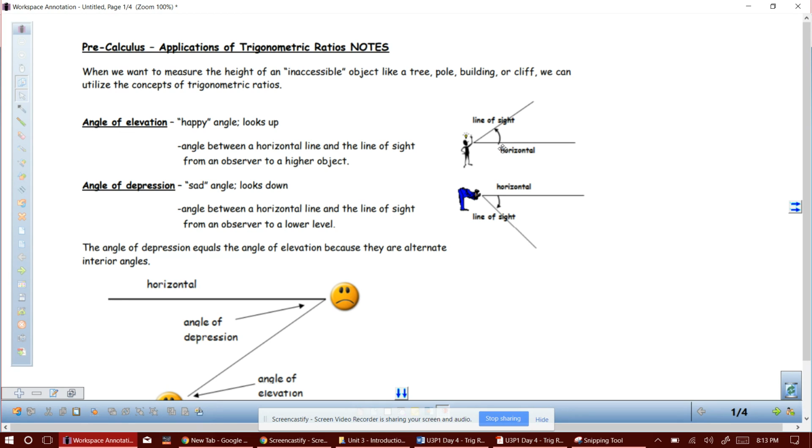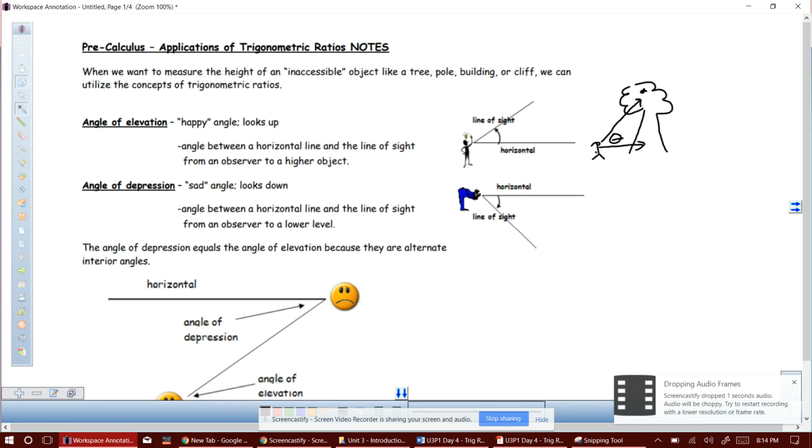And so angle of elevation would be when you look up to see something. For example, if you had a tree and you looked up to the top of the tree to see, say, an apple in the tree. So you, as a person, would be on the ground, straight line to the tree, and you look up to see. So this angle formed right there would be an angle of elevation.